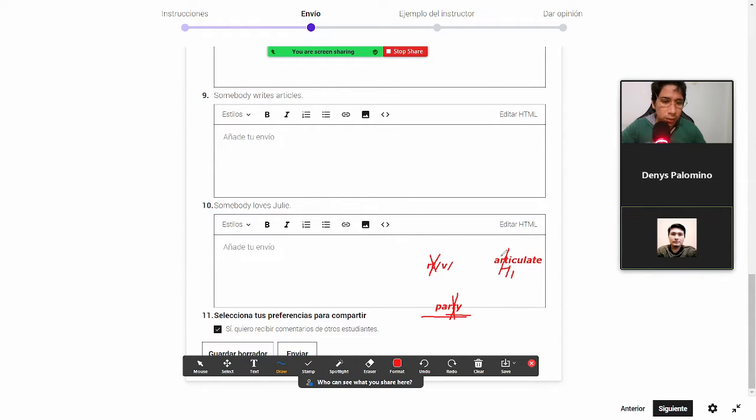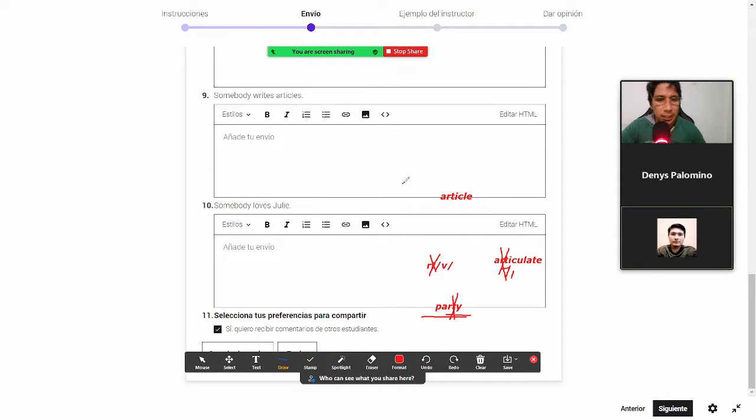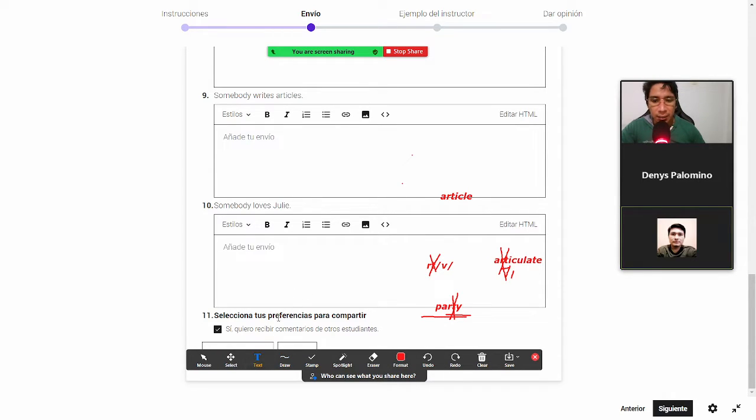No, we have RT and a vowel sound. What do you do? Article. Then you have article. You say article. Yeah, this is what you have to do. Now this number, number 30. Yeah, good.